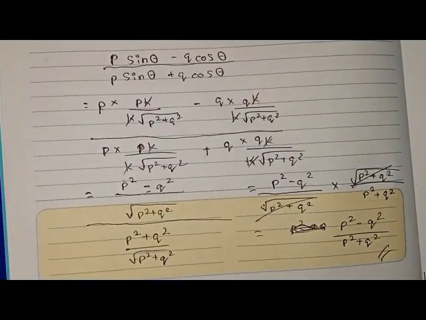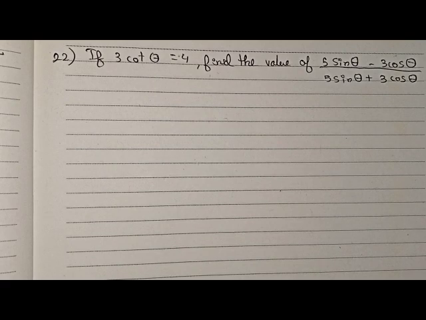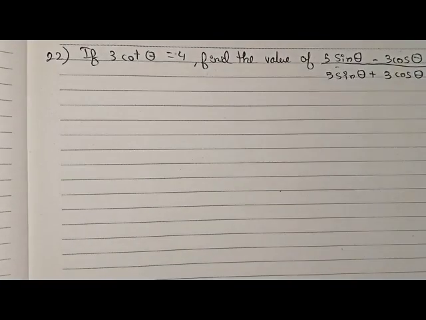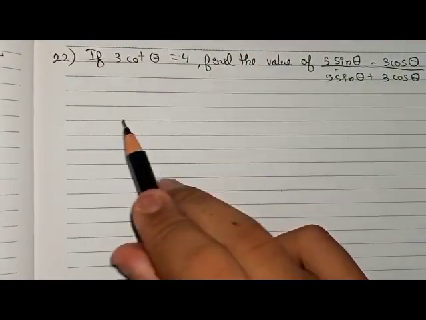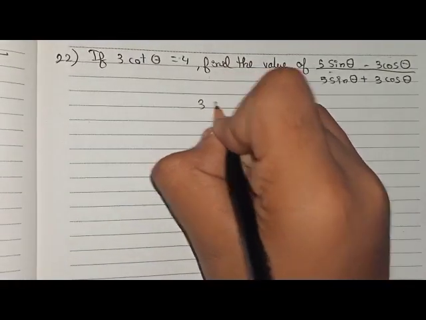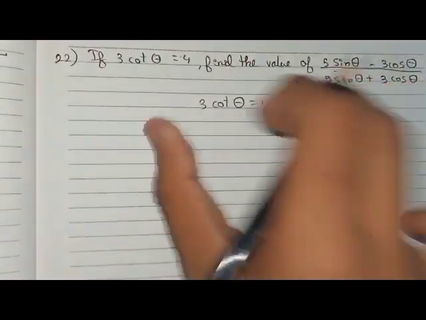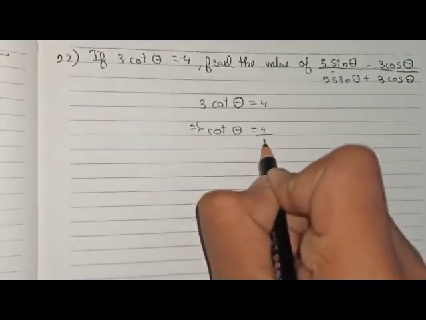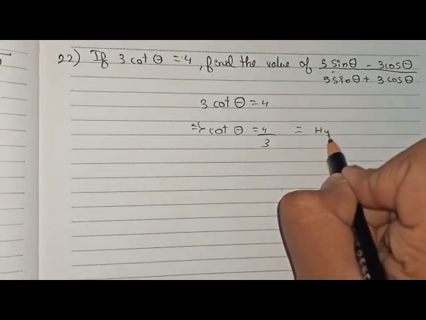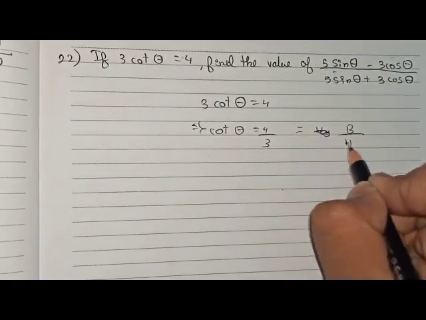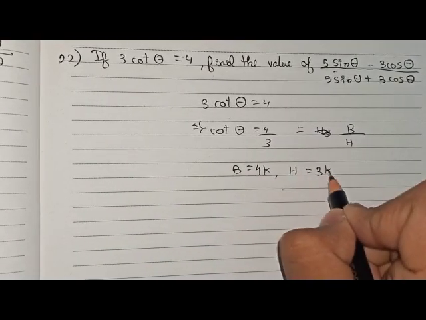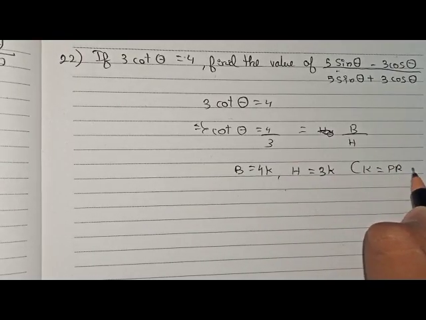So let's move on to our next question. Question number 22. If 3 cot theta is equal to 4, find the value of (5 sin theta minus 3 cos theta) by (5 sin theta plus 3 cos theta). So it is given 3 cot theta is equal to 4. Like the previous question, we take 3 to this side, becomes cot theta is equal to 4 by 3. Cot means base by height. So base becomes 4k, height becomes 3k, k is a positive real number.